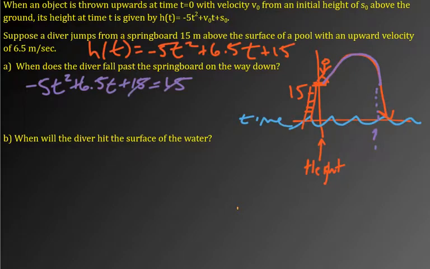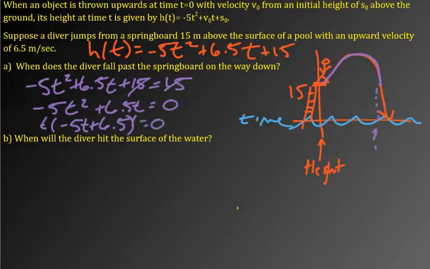So these cancel, negative 5t squared plus 6.5t now equals 0. It's a really nice factoring one. You can take a t out, and then we have two roots here. This root makes sense because t equals 0 is one of the times that we're at 15. So one of them is t equals 0, and that's the one related to this.